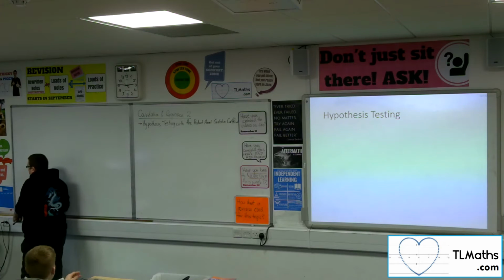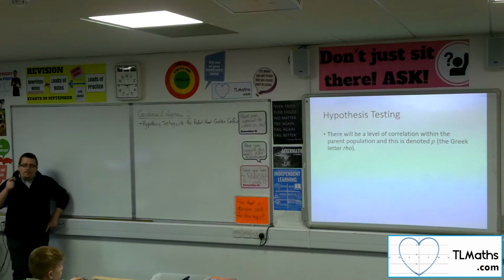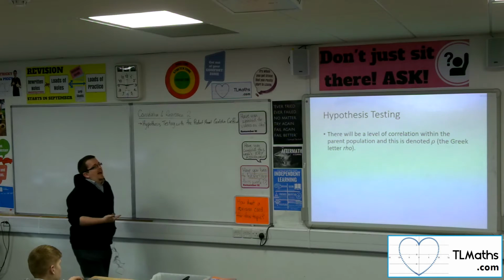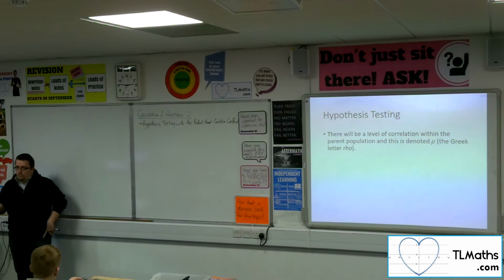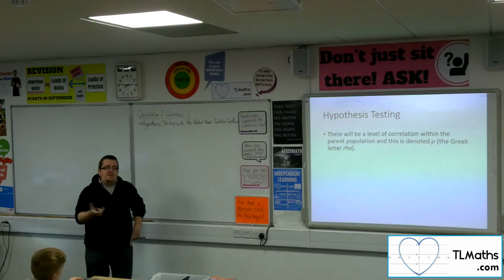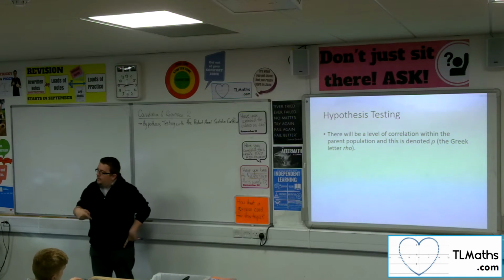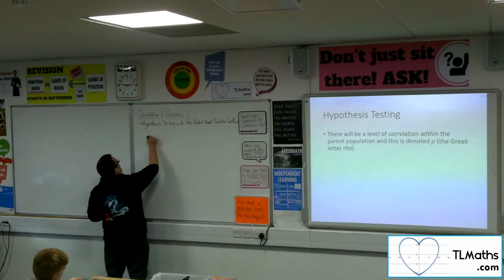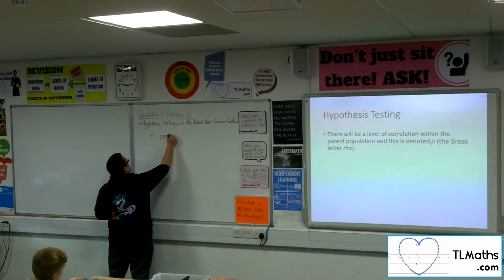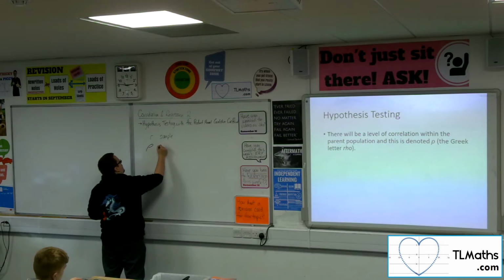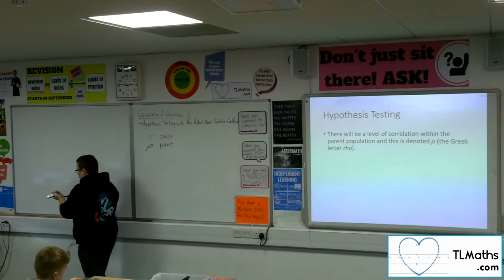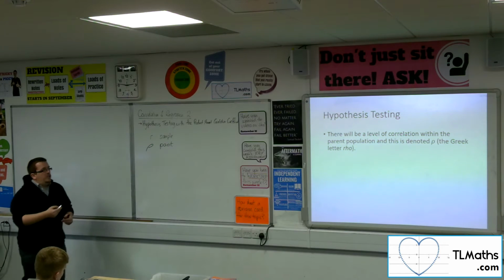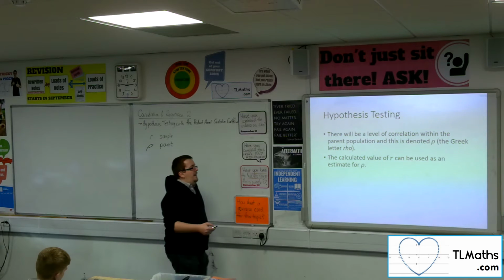For the parent population, there will be a correlation attributed to that, and we refer to that using the Greek letter rho. So instead of R, R's the sample one, rho is the parent one. We're going to have R for the sample and rho for the parent population. Now, we could use the value of R that we've got as an estimate for rho.